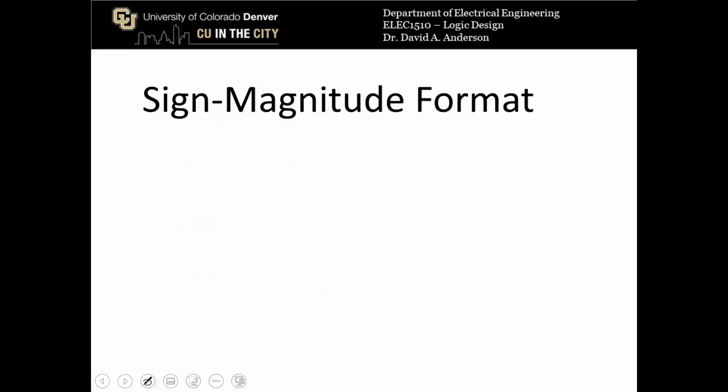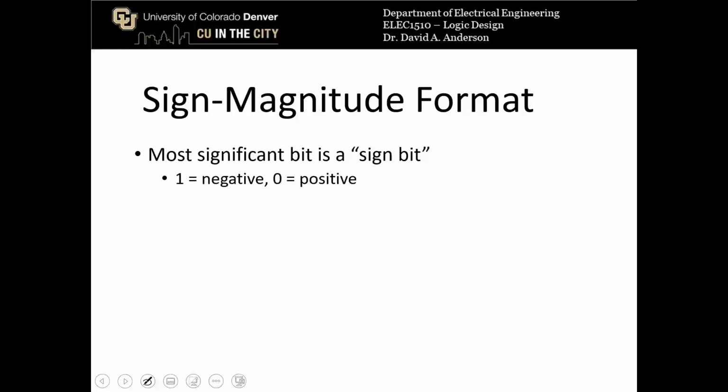So sign magnitude format for negative numbers is where the most significant bit of the number is a sign bit. That means it tells you the sign of the number, whether it is positive or negative. A 1 for the most significant bit means that the number is negative, and a 0 for the most significant bit means that the number is positive. So let's take 0001 for example. The most significant bit is a 0, so that tells us it's positive, and the remaining bits are 001, so that's positive 1 in base 10.